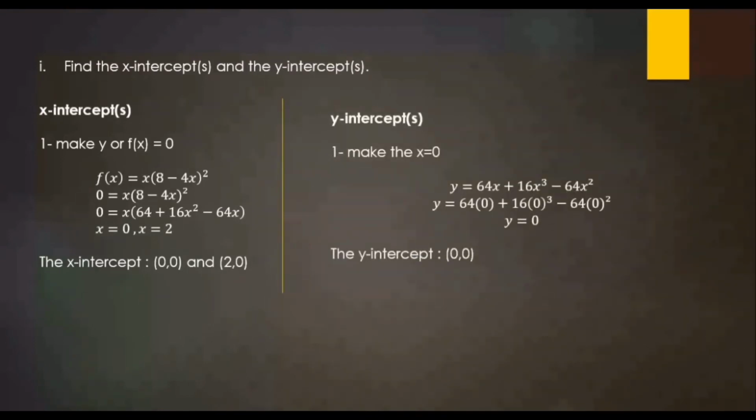Moving on to y-intercepts. We must first make our x equals 0. First, we expand the original equation. Then, we will get y or f of x equals 64x plus 16x cubed minus 64x squared. Then, we just substitute the 0 to the x. We will get y equals 0. Therefore, the y-intercept is (0, 0).